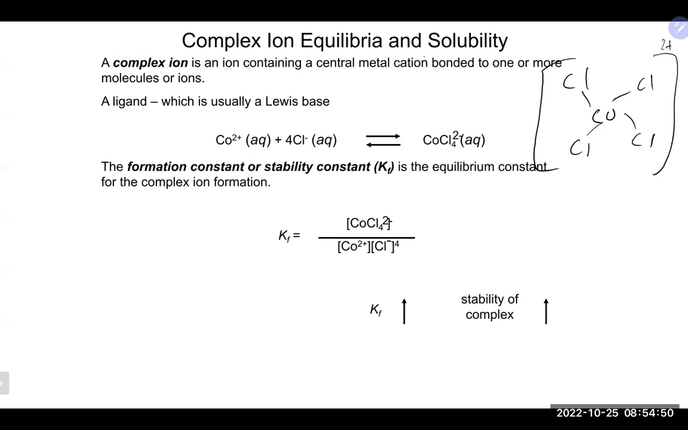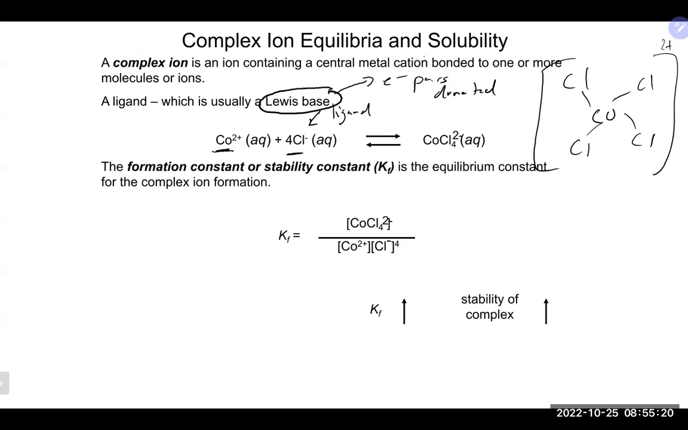Now, because of this, it will set up an equilibrium. So we have our metal and this guy right here, which is referred to as a ligand. And most ligands are Lewis bases. And we remember Lewis bases are things that do what? Electron pairs donated.